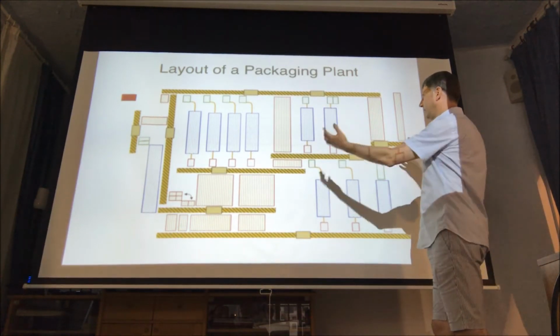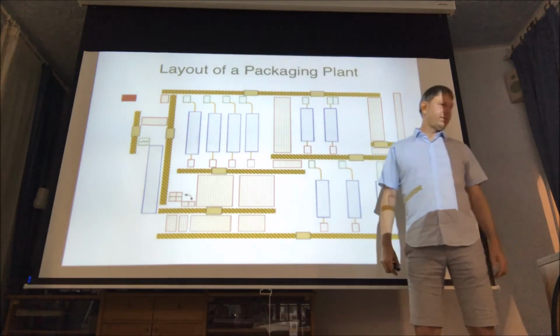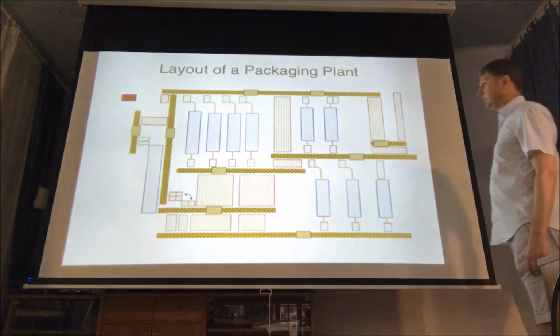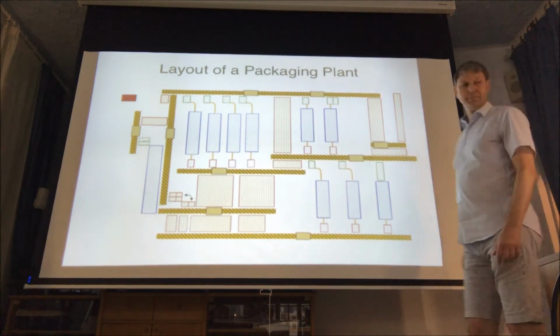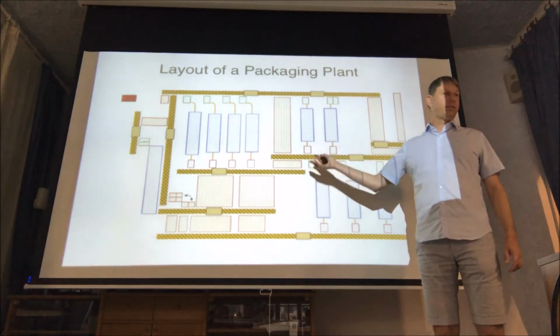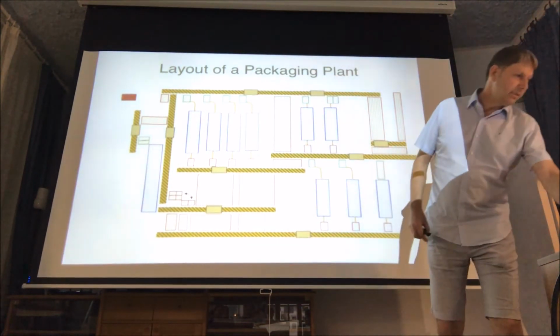We represented the factory layout in an abstract way. You can see here different machines over here. This is basically a paper box producing factory.